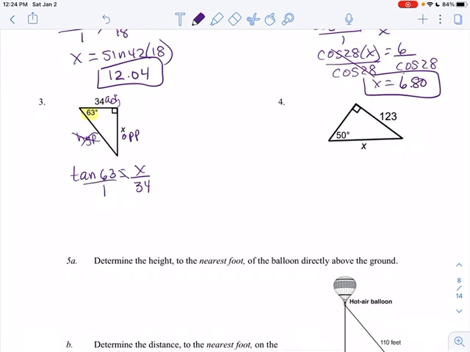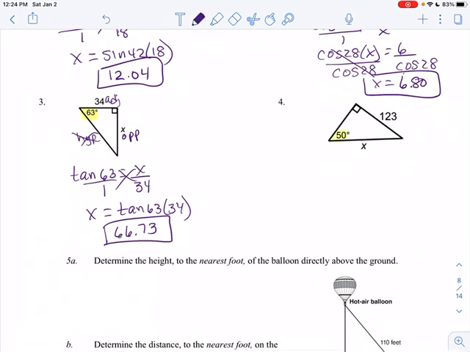I'm going to put a 1 under here, cross multiply. 1 times x is x. And then I have tangent of 63 times 34. All right, so this one I have x by itself, and this whole thing goes into my calculator right here. Tangent of 63, close the parentheses, times 34. And you're going to round it to the nearest hundredth, 66.73.